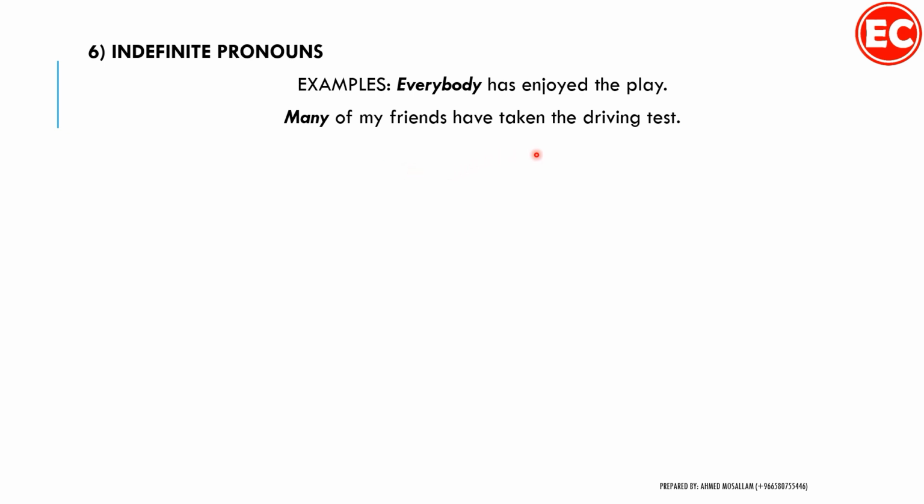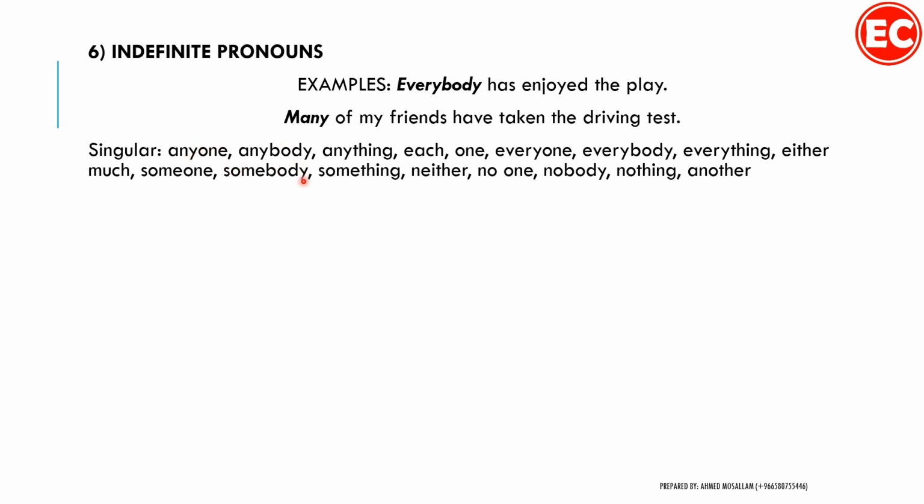How do I know these ones? The ones which are always singular are these ones. Anyone, anybody, anything. Everybody, everyone, everything. Someone, somebody, something, no one, nobody, nothing. And then you will have each and one. And you will have either, but not like the one that we mentioned now, or neither, here without or nor. We have much, we have another. These words all come as singular.